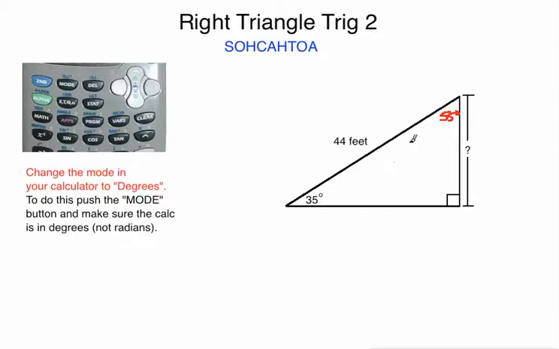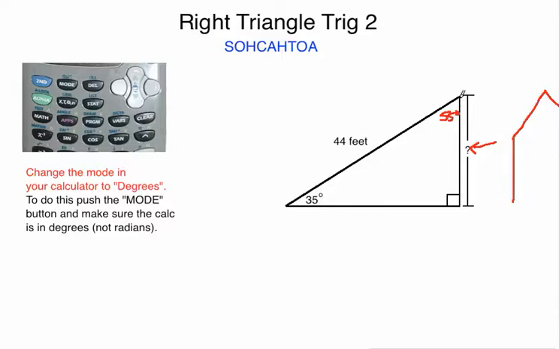Now, what we want to do is use our calculator to find this length. You might see this in a real-world application if you're trying to find the height of a tree, let's say, or the height of a building or a house or something along those lines. So, for the sake of this, let's say we're finding the height of a barn. So here is my barn, and I want to find the height of it.